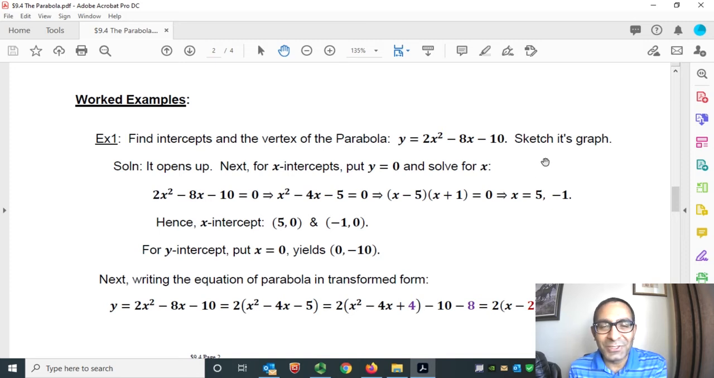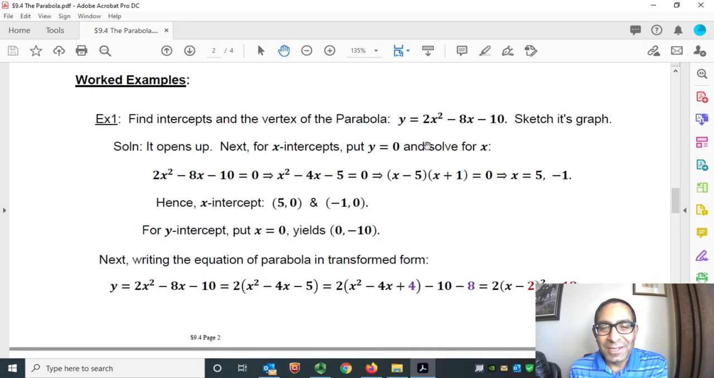Now let's begin the solution. Since the coefficient of x squared is positive, this parabola opens up. Next, let's find the x-intercepts. Put y equals 0 in this equation and solve for x. So we have 2x squared minus 8x minus 10 equals 0.